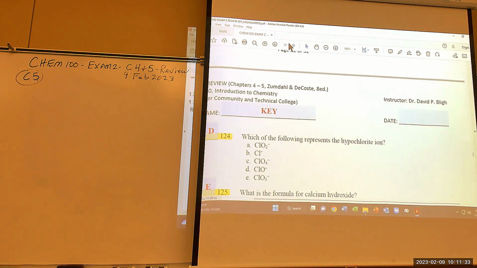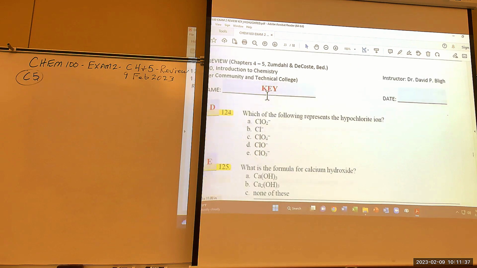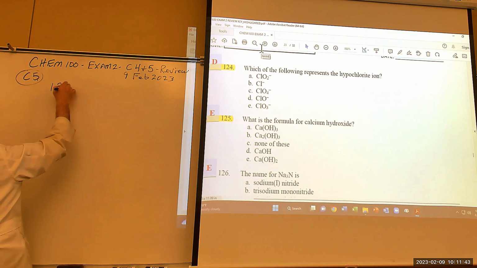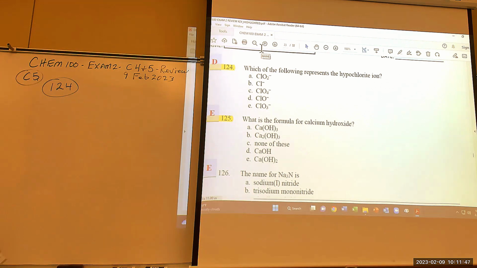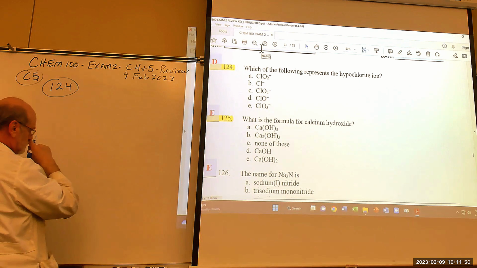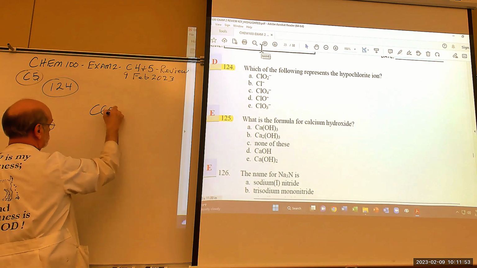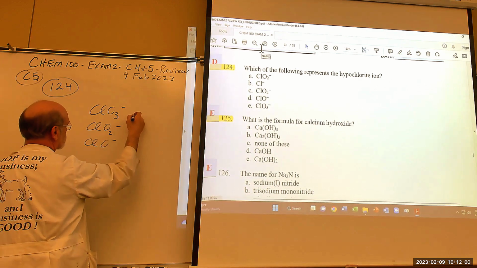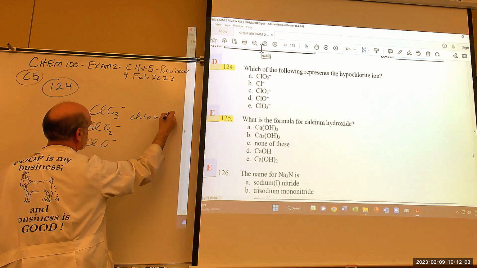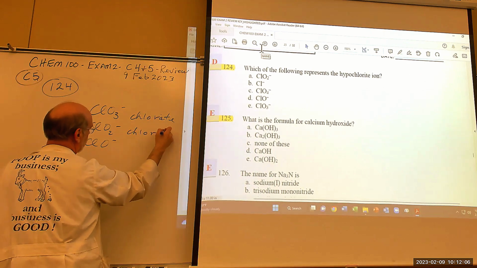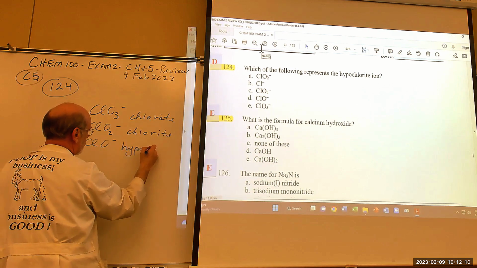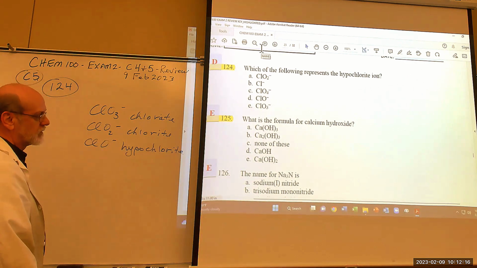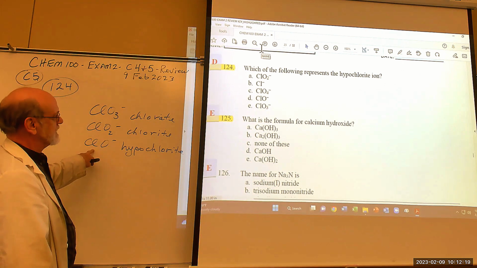Let me scroll this one so we can put two of them on the same page here. There you go. 124. Which of the following represents the hypochlorite ion? Remember that sequence I gave you before. ClO3 minus, ClO2 minus, ClO minus. This is chlorate, this is chlorite, this is hypochlorite. Or you can look it up in your table.